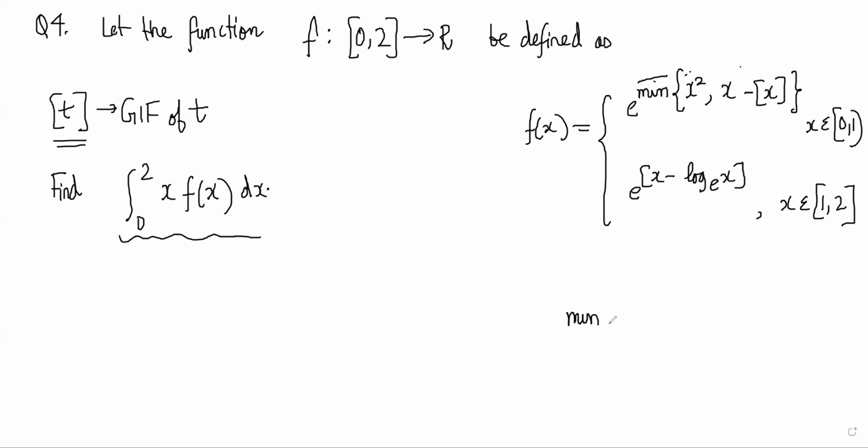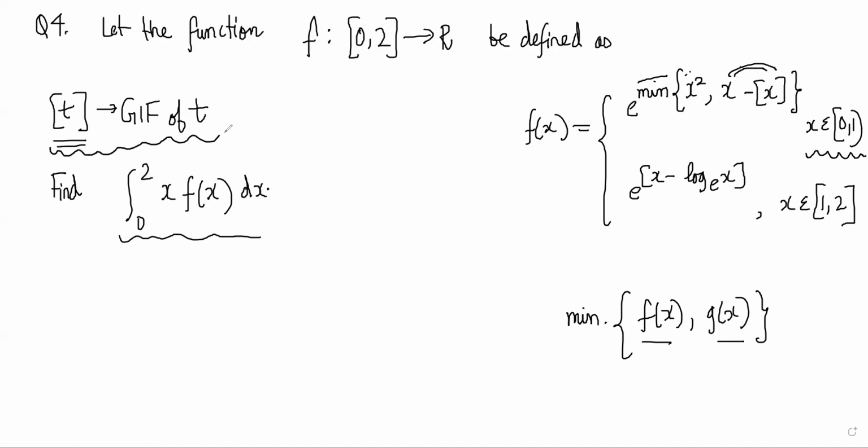Okay, sir. Thank you. When you say minimum of f(x) comma g(x), you mean when x goes from 0 to 1, which one was lower, right? Whichever one is lower, you have to select that and that will be e power that, right? I hope you are understanding. Yes, sir. So this function is x minus GIF of x. GIF, I hope you know the meaning of GIF. Yes, sir, I know it.